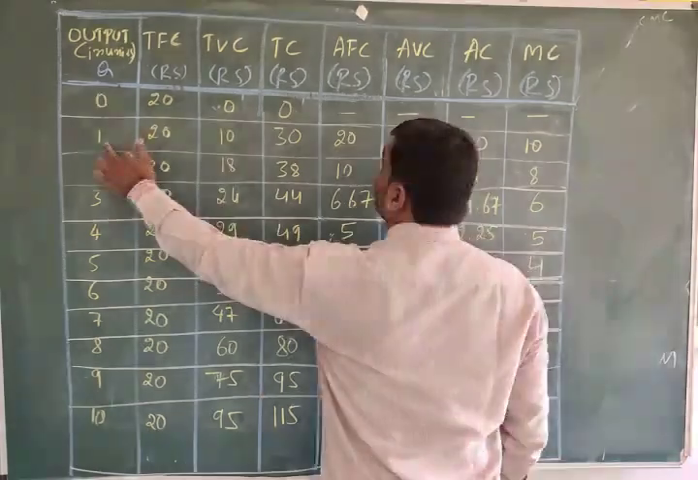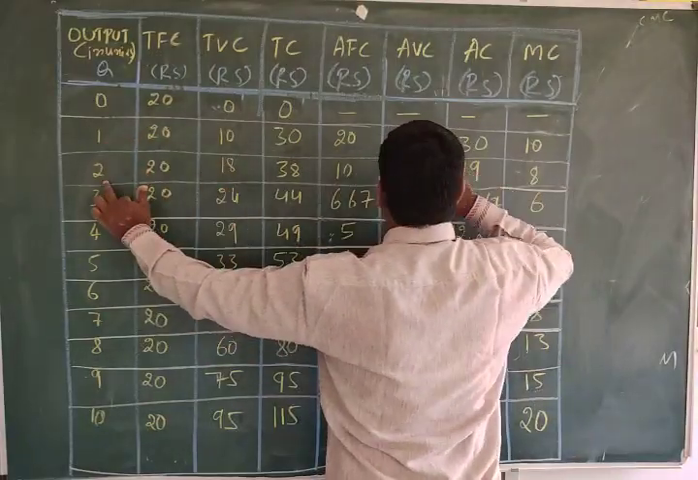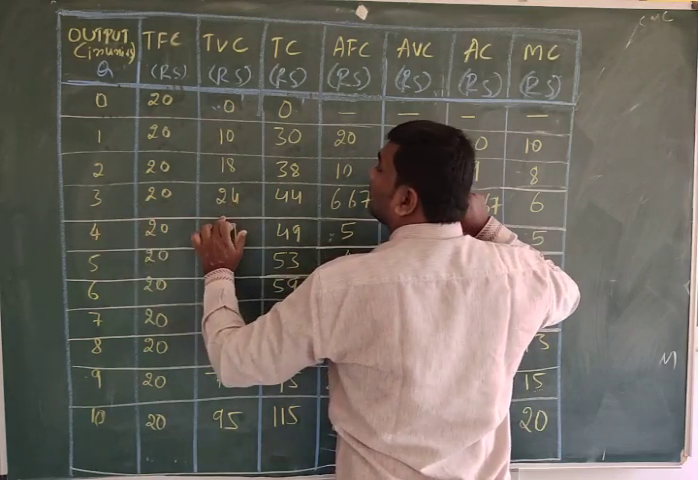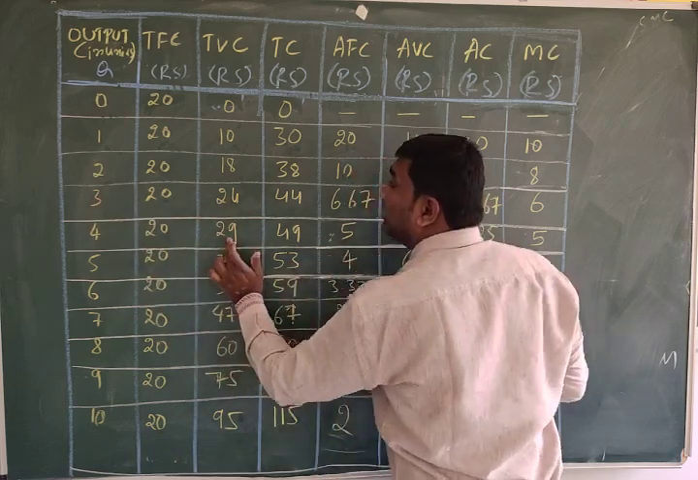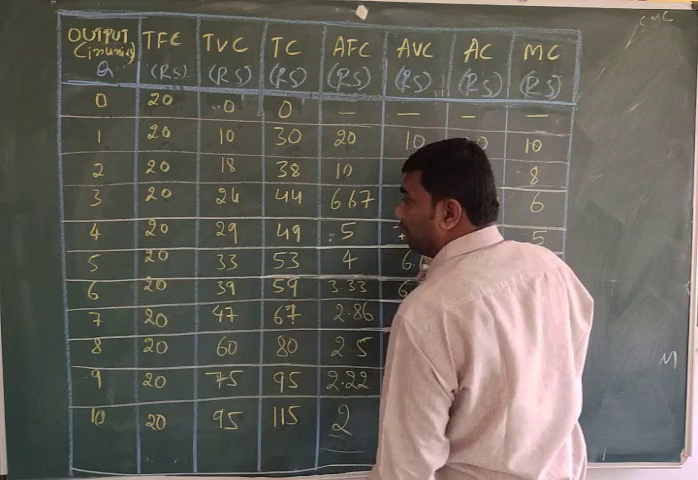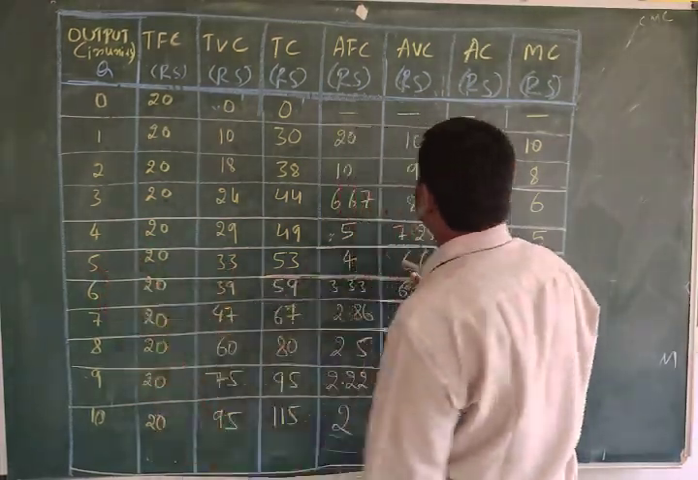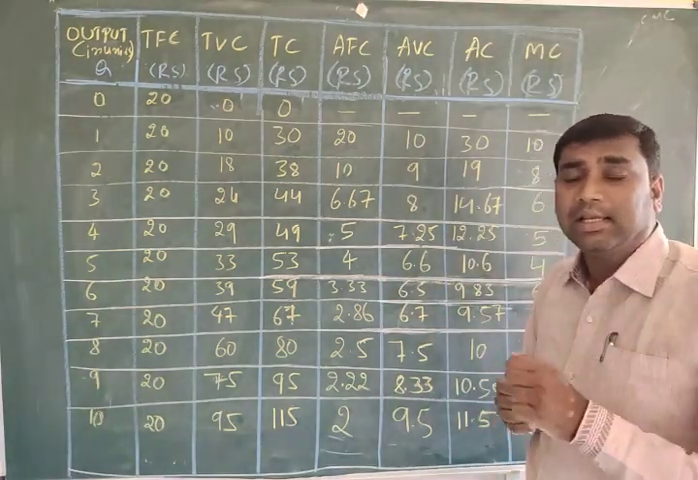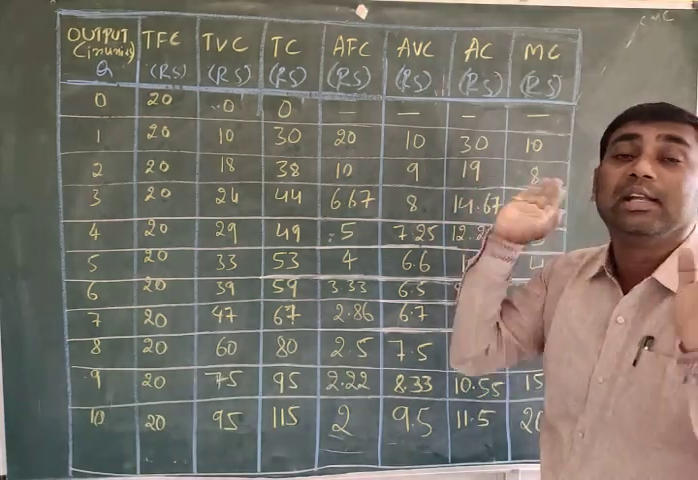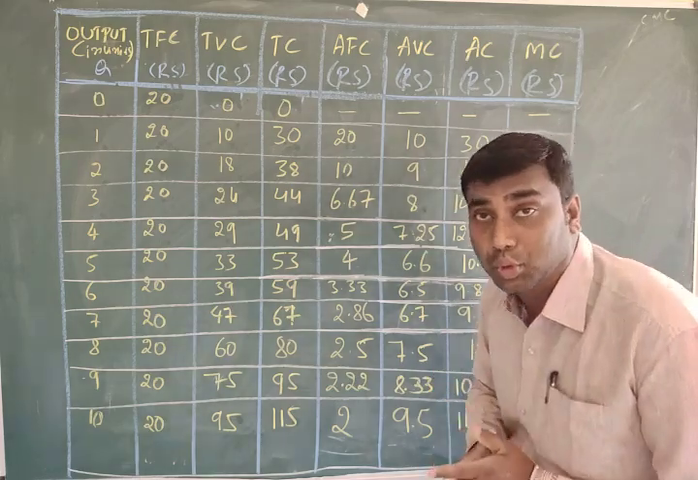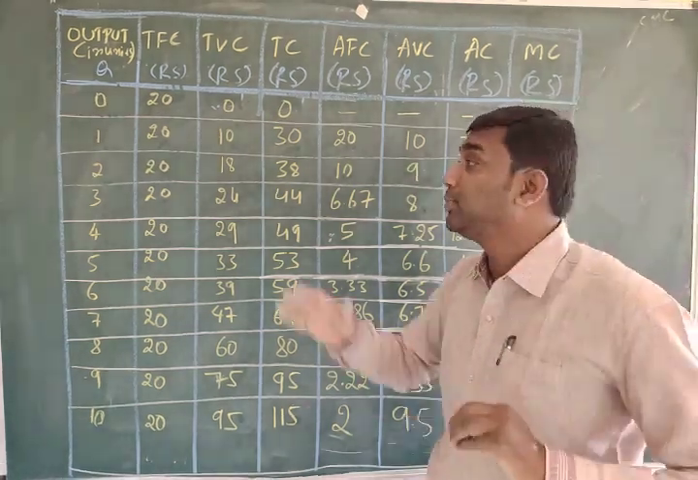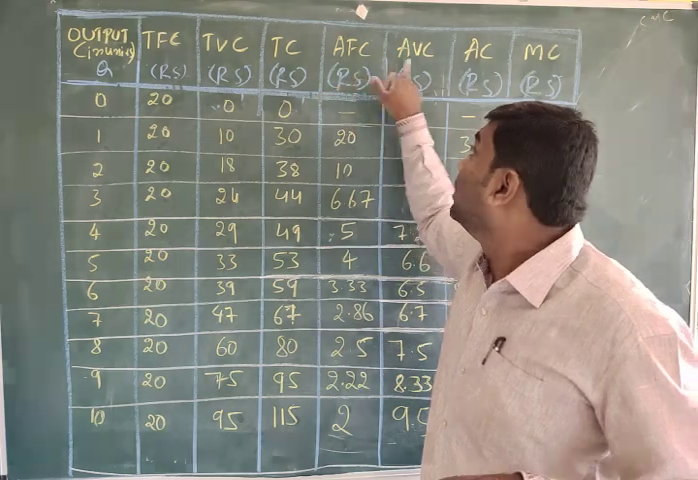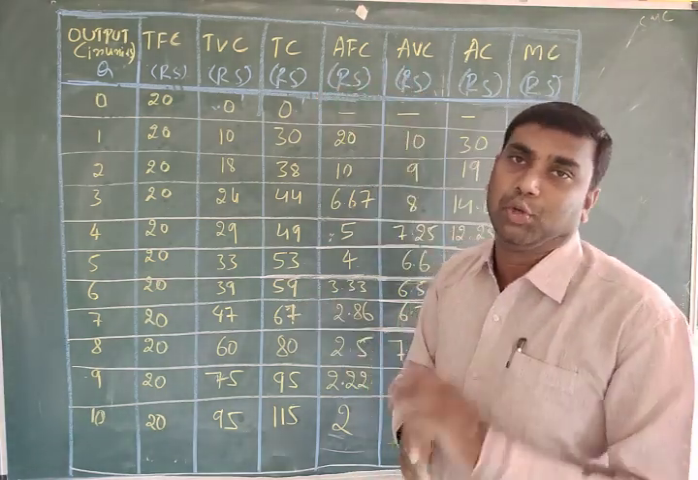That is 10 divided by 1, 10. 18 divided by 2, 9. 24 divided by 3 is 8. 29 divided by 4, that is 7.25. 33 divided by 5, that is 6.6. Like this, AVC you can get clearly and easily with the help of the formula TVC divided by Q, total variable cost divided by number of units produced. AFC formula, TFC divided by Q. AVC formula, TVC divided by Q.